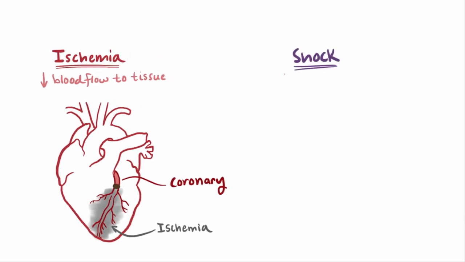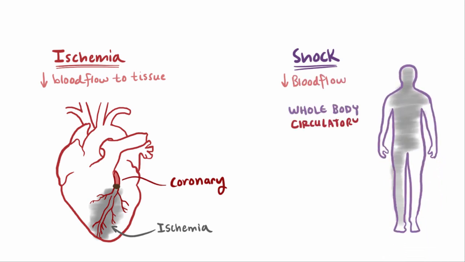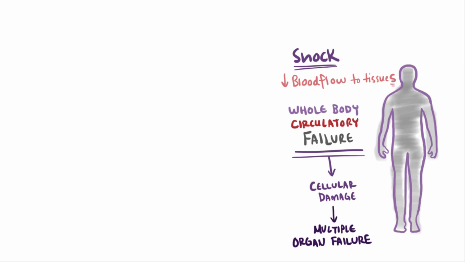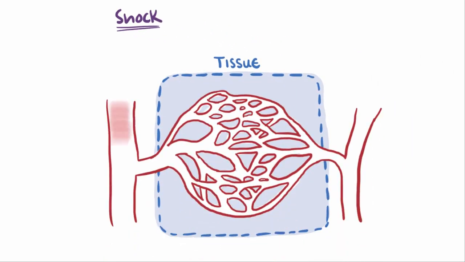Shock is like ischemia, but on a global scale. In other words, it's a whole body circulatory failure, where blood flow to tissues is dangerously low, leading to cellular injury, possibly damaging multiple organs, and even leading to multiple organ failure if not treated immediately. Okay, so with shock, the body's tissues aren't getting enough oxygen via the blood, right?